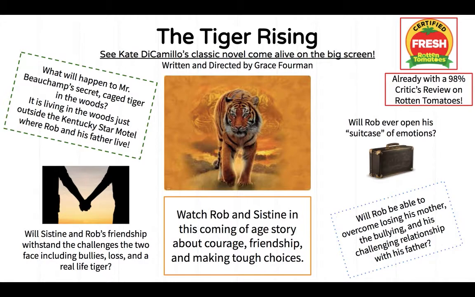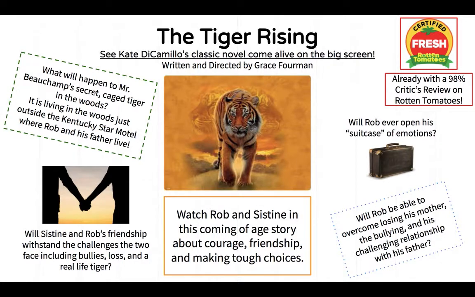Then I included myself, written and directed by Grace Foreman, as the screenwriter and the director. I included the tiger as a graphic because, as we all know, there's a tiger trapped in the cage in the story. I used an image of 2 kids holding hands to represent Sistine and Rob and their friendship. I, of course, included a suitcase so that we can write about Rob's suitcase of emotions. And my last graphic, I thought it would be fun to give my fake movie a fake rating on Rotten Tomatoes. And it is certified fresh with a 98% positive critics review.